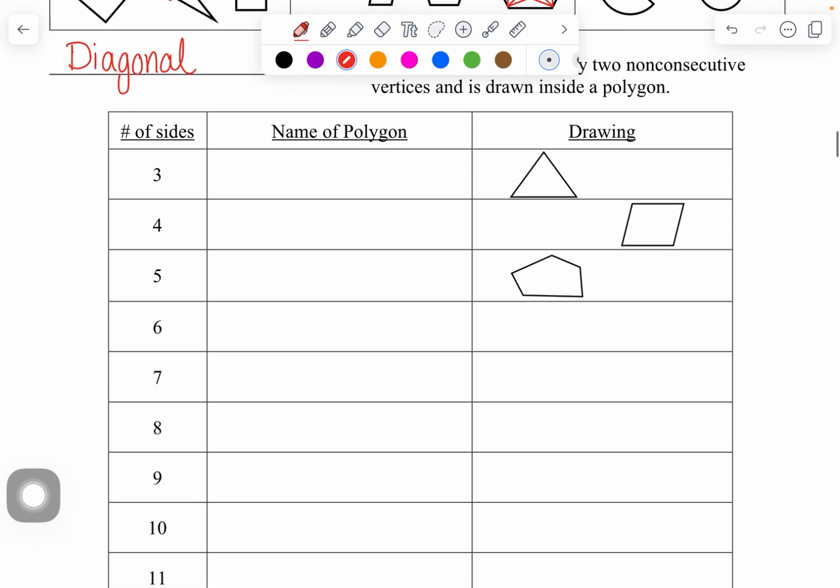Now, one of the things we do is we classify polygons by their number of sides. In other words, we name them. 3-sided polygon, you should know this one. Triangle. 4-sided polygon, be careful. People often say square or rectangle. Those are specific 4-sided polygons. The more general name, quadrilateral.